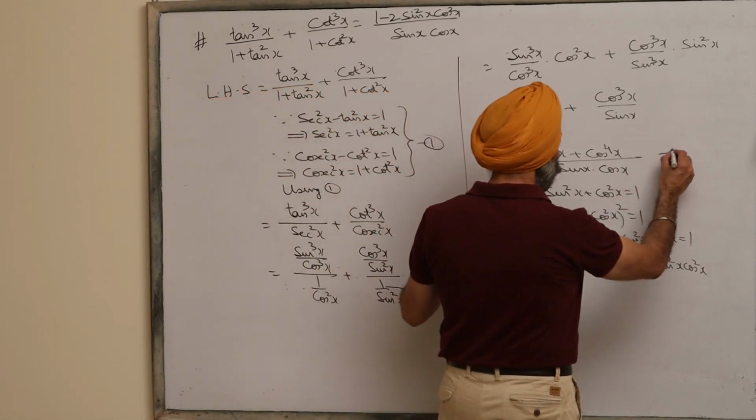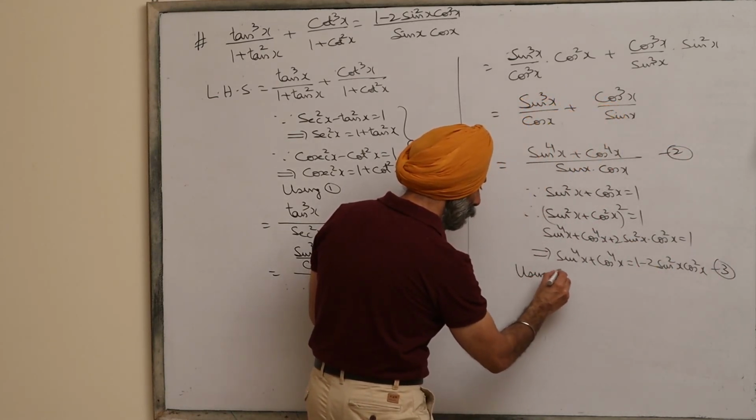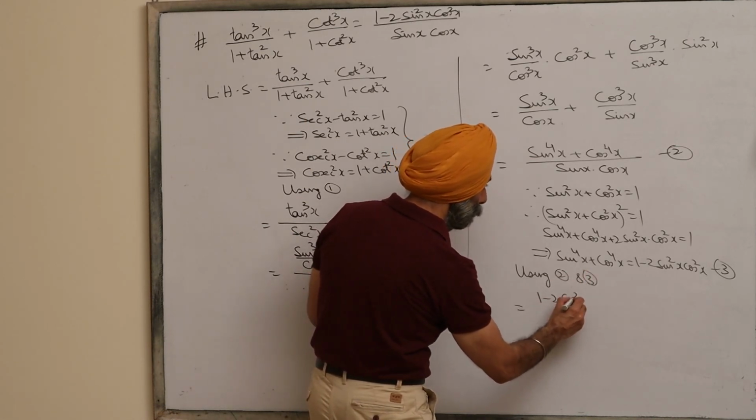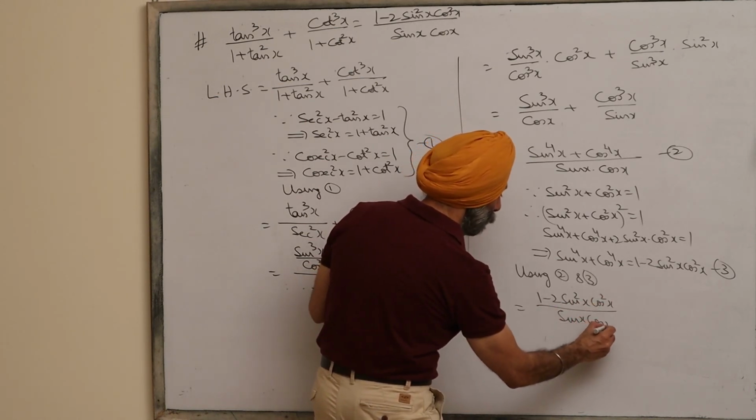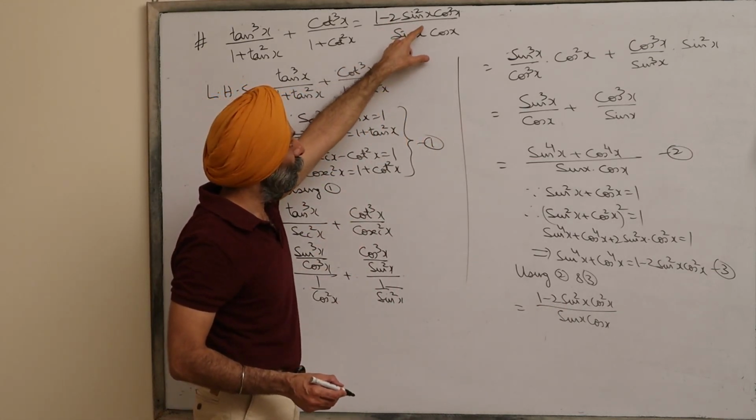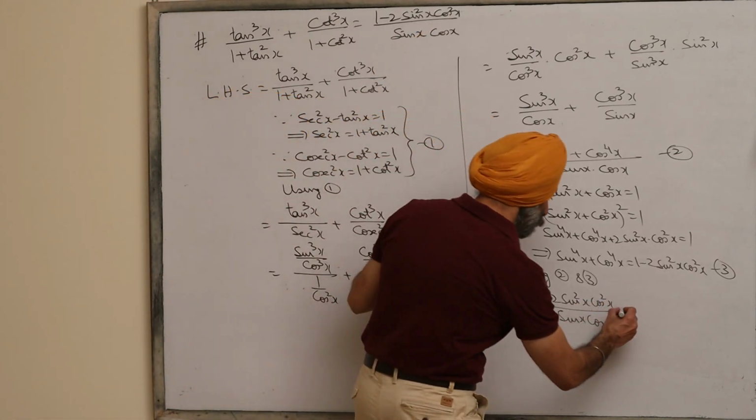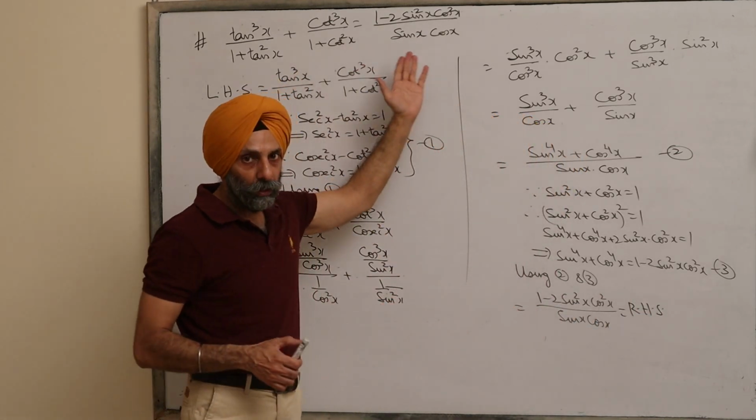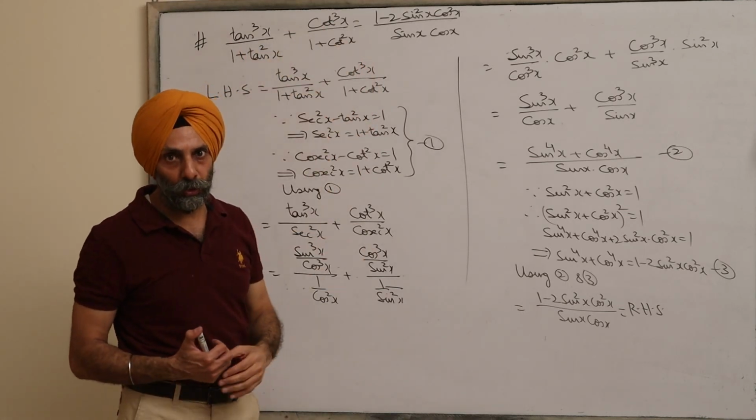So which means from 2 and 3, the above can be written as 1 minus 2 sine square x into cos square x upon sine x into cos x. So what was the right hand side? That is same as 1 minus 2 sine square x into cos square x upon sine x into cos x. So which is your right hand side here? So this proves the required result, or this shows that left hand side is equal to the right hand side here.